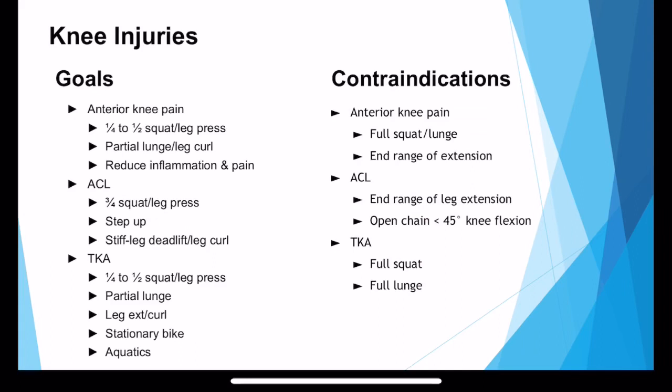With that total knee replacement, similar to anterior knee pain, they can do a fourth to a half squat or leg press. Again, a partial lunge, leg extension, leg curl, fair game, stationary bike, aquatics, awesome. And then contraindication would be full squat and full lunge for total knee replacement.